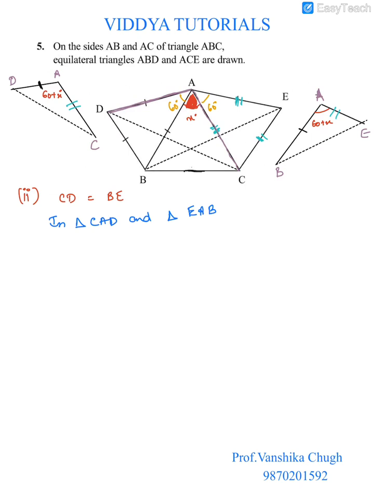I have AD equal to AB because they are sides of an equilateral triangle. The congruency marks will help you to find out ABD is an equilateral triangle. Similarly, I have AC equal to side AE, that is also the sides of an equilateral triangle. You can see AEC is an equilateral triangle, and therefore these two sides become equal. For both the sides, the reason is sides of equilateral triangle.